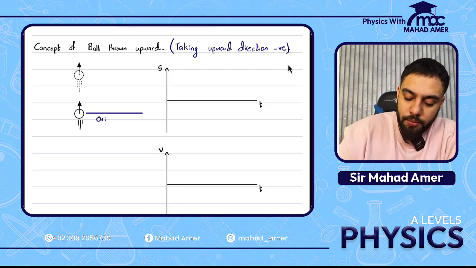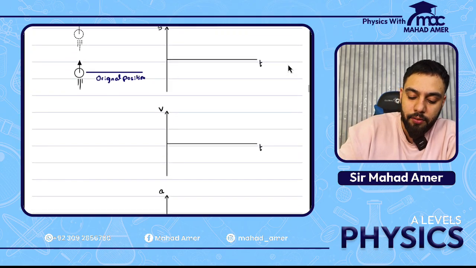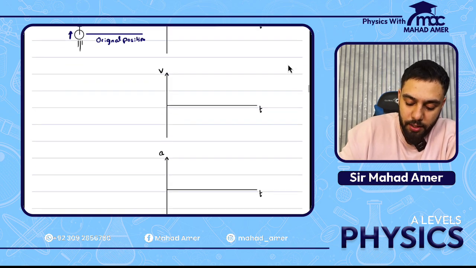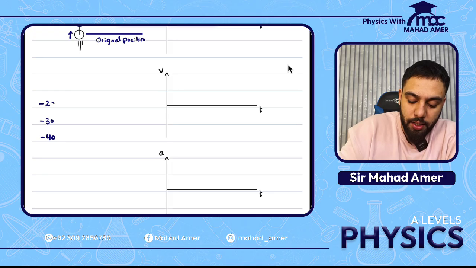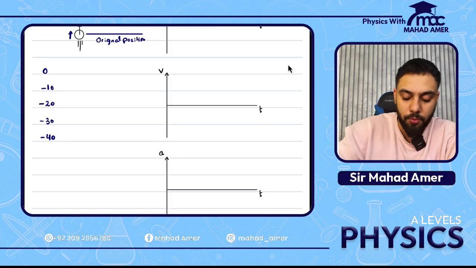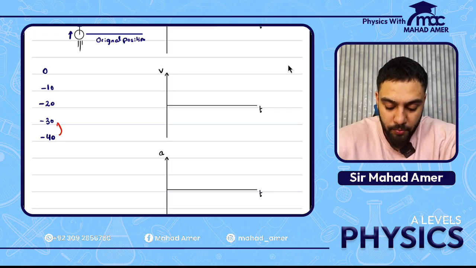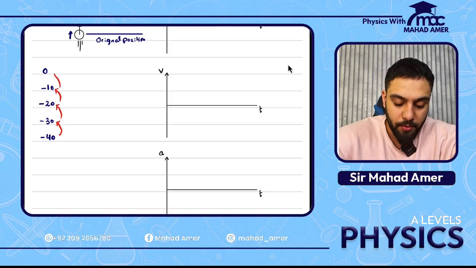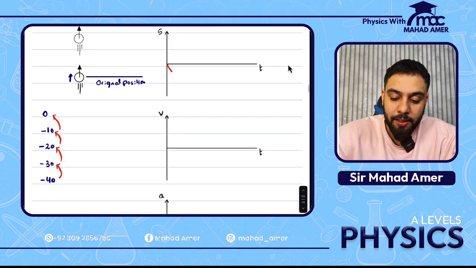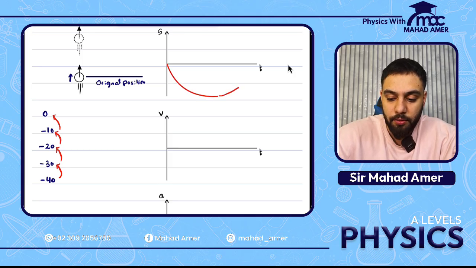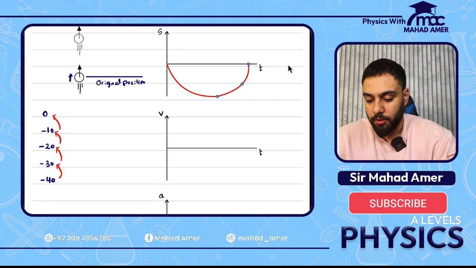This is the original position. Now, since upward direction is negative, initially there's maximum velocity, the object would start at -40. It would reduce to -30, -20, -10, and then 0. Each second, the velocity of the object is changing, and the magnitude of velocity is reducing. The displacement time graph is going to be like this. It's going to be this, and then it's going to be this. Why? Coming to that in a bit.